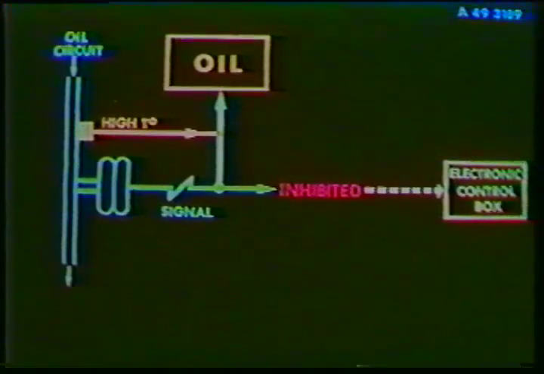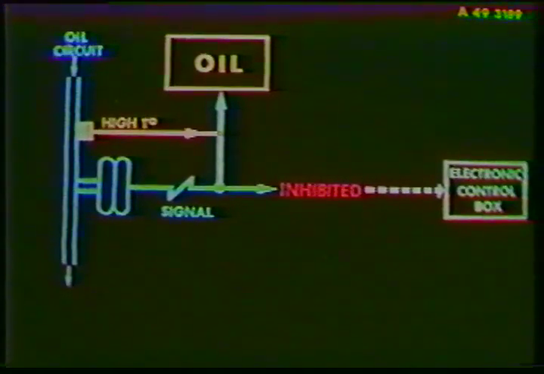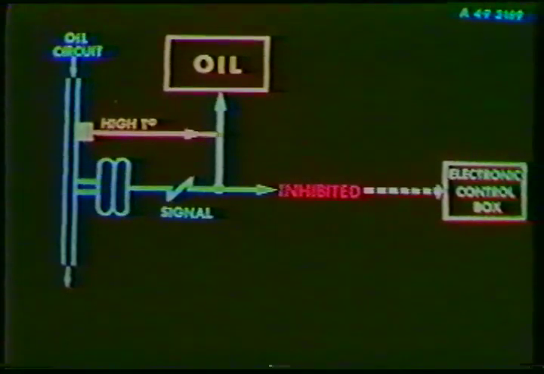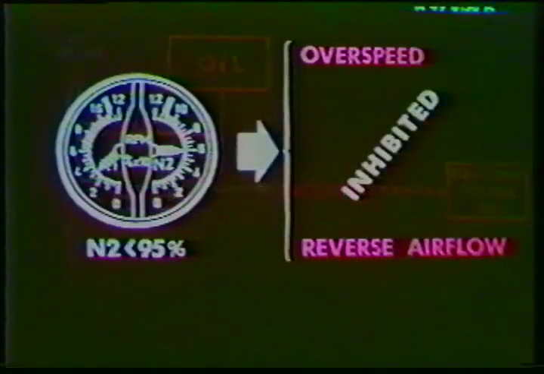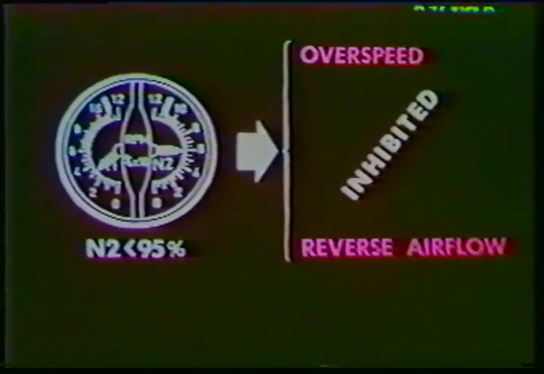But remember, the oil warning light remains operative and may be illuminated even if N2 is lower than 95% in the event of a low pressure or a high temperature in the oil system. Also, the overspeed and reverse airflow signals are inhibited during this phase. In addition, the maximum operating time for the starter is automatically limited to 60 seconds.